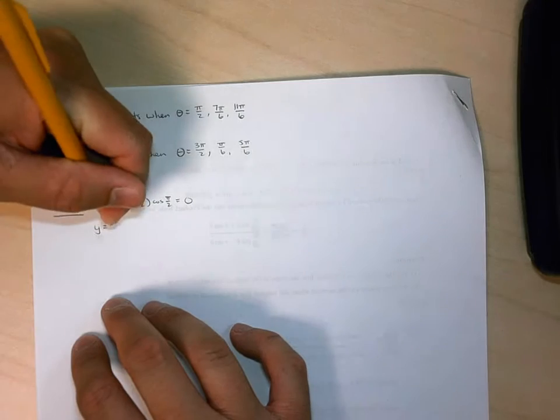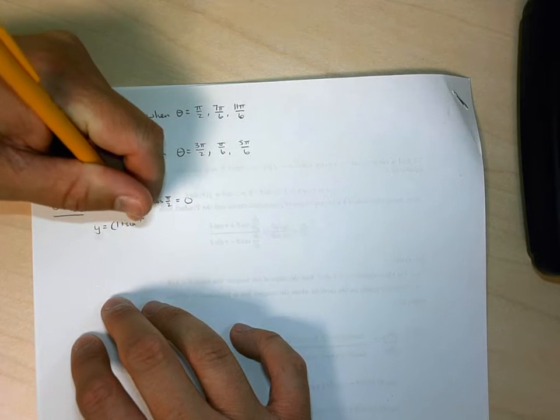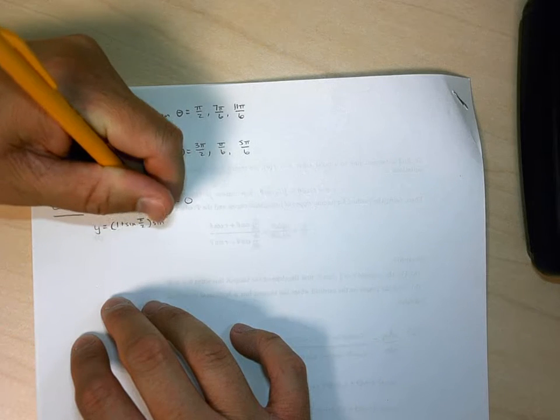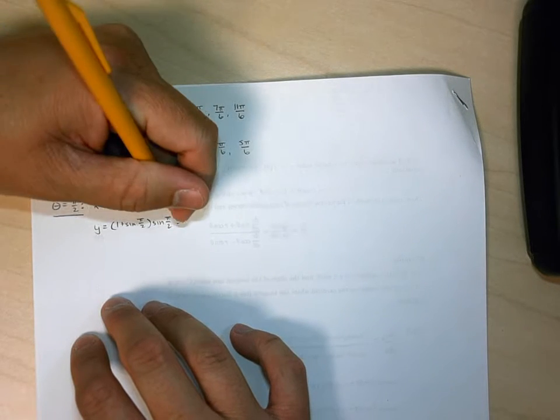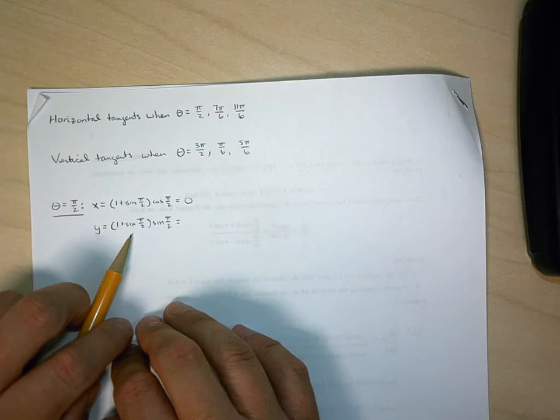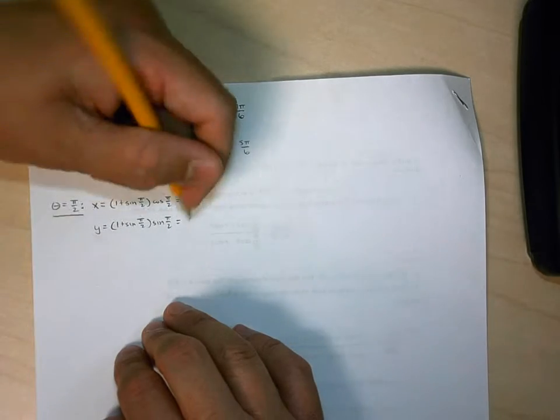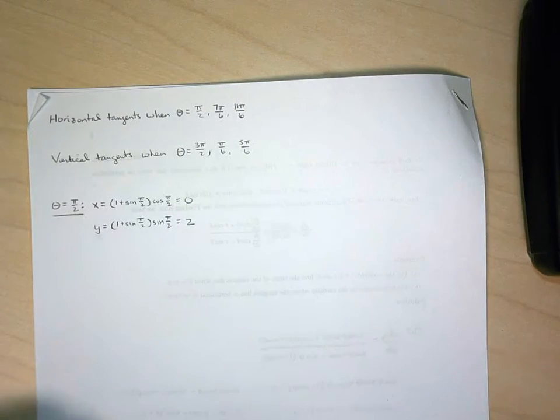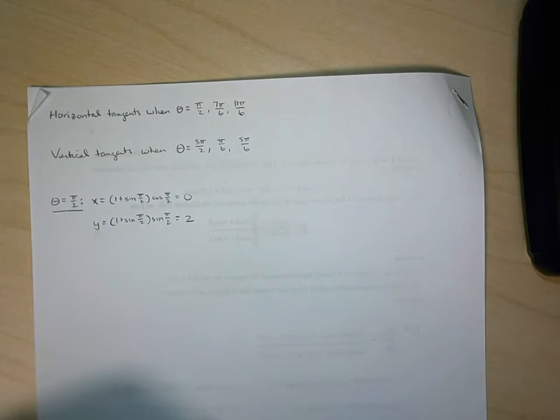Y is equal to 1 plus sine of pi over 2 times the sine of pi over 2, and so what, 1 plus 1, so that's 2, times 1 is 2. So we're going to have a horizontal tangent at 0, 2.